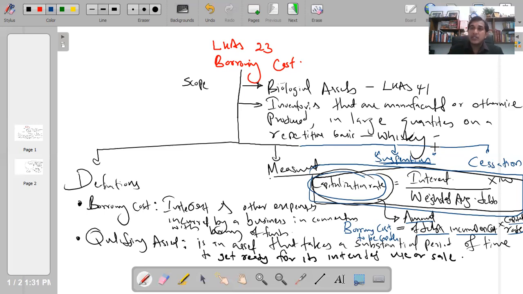Then cessation means when to stop capitalization of borrowing cost to the qualifying asset. Right? When the asset is ready for sale or use, the entity should stop capitalization of borrowing cost. Please keep that in your mind.